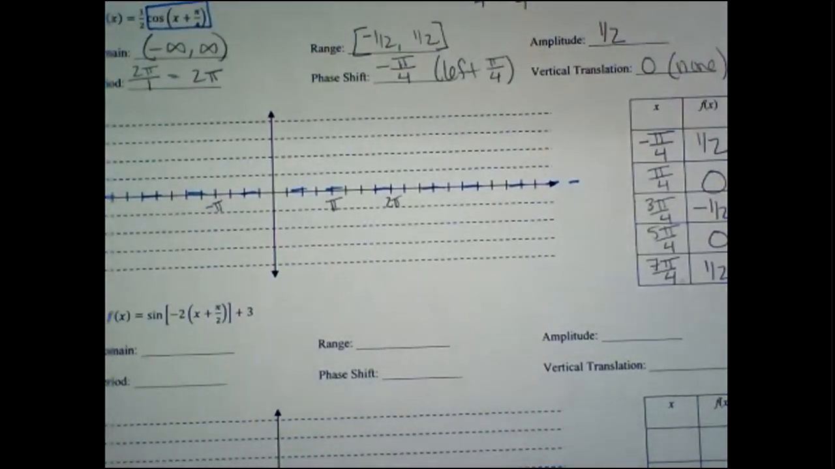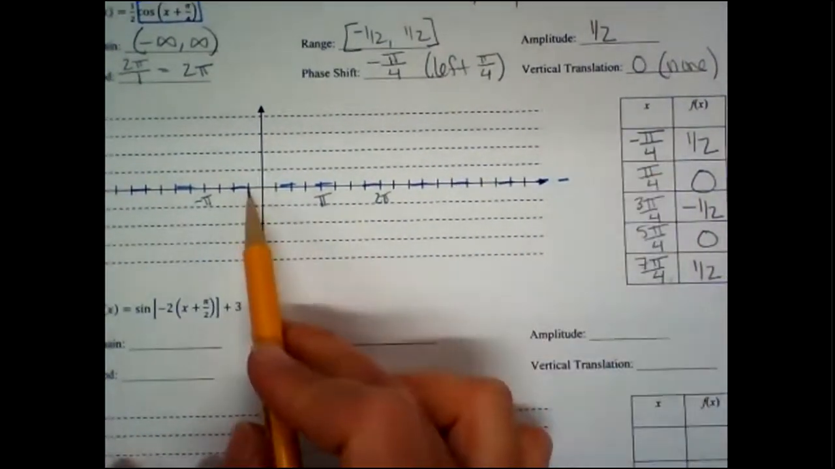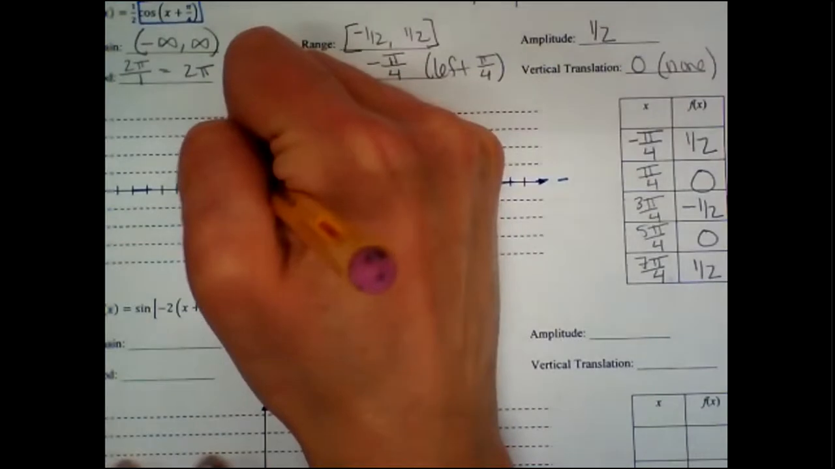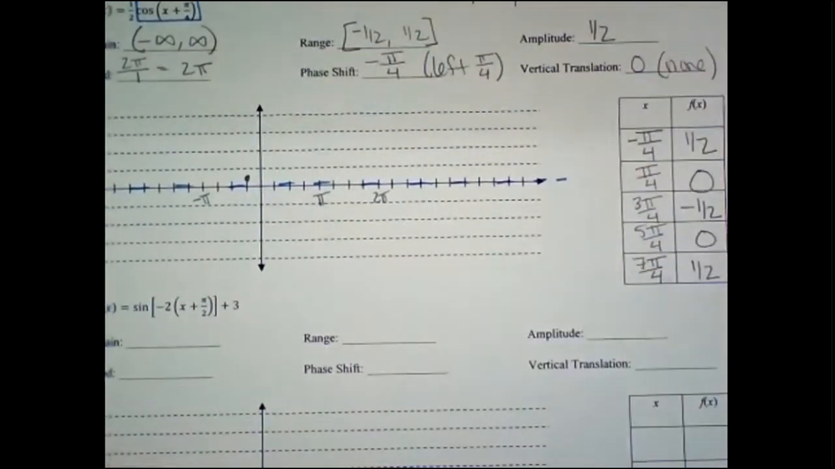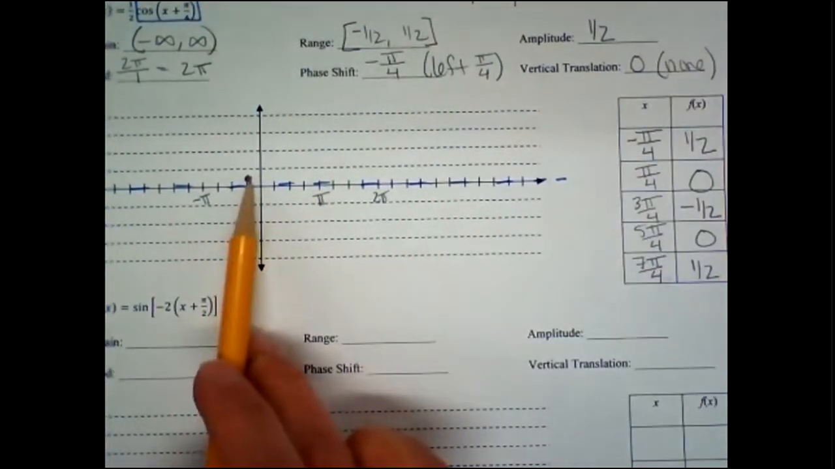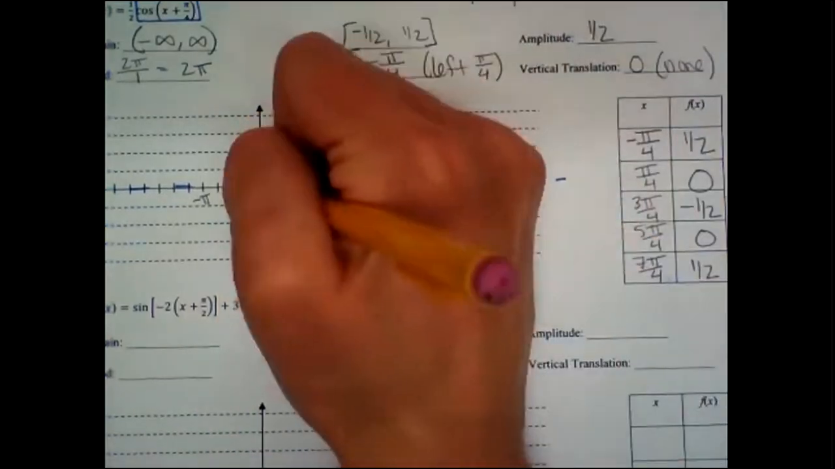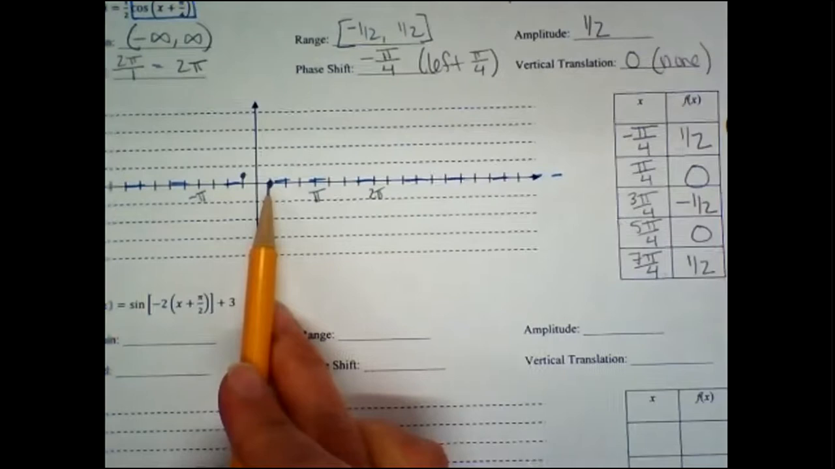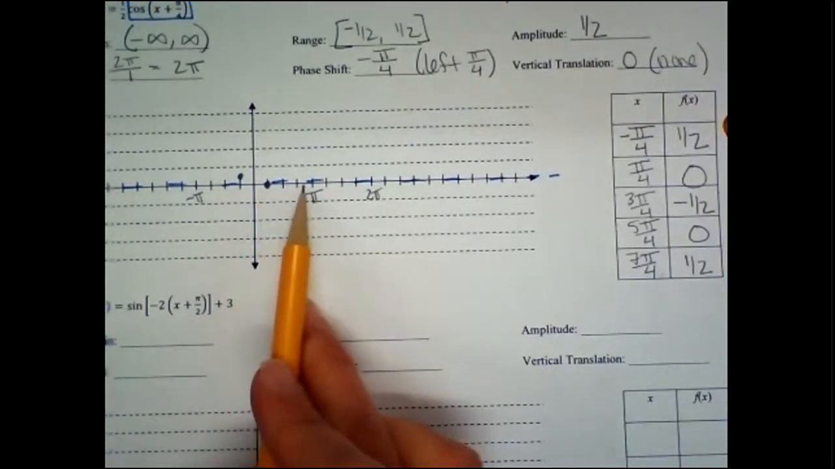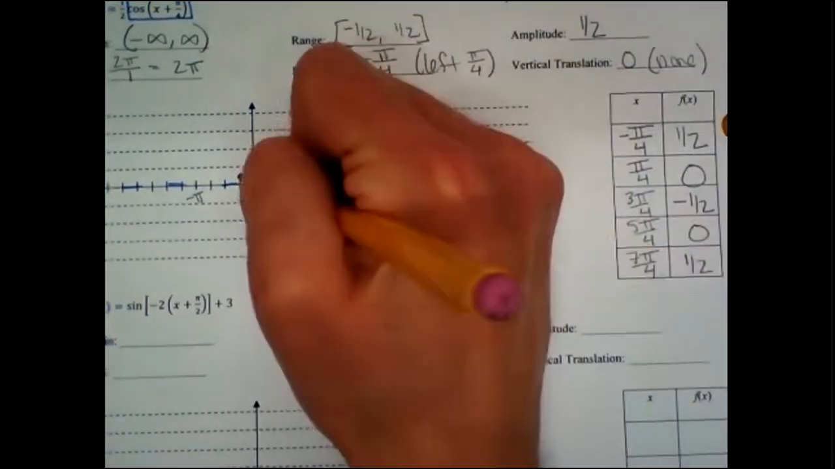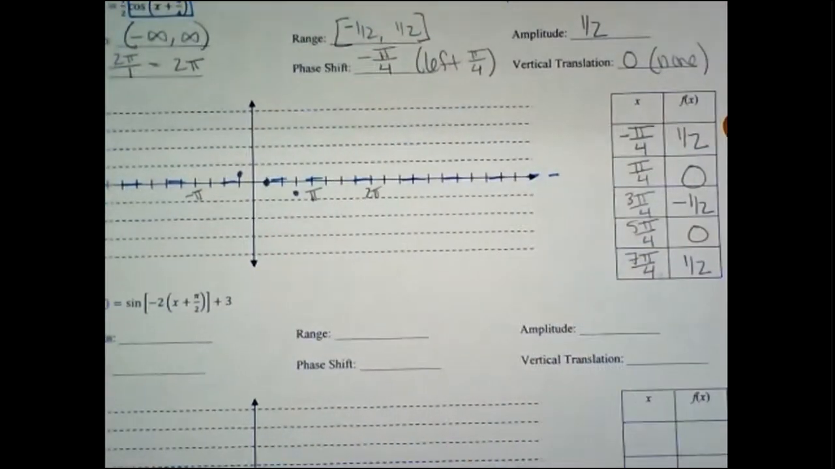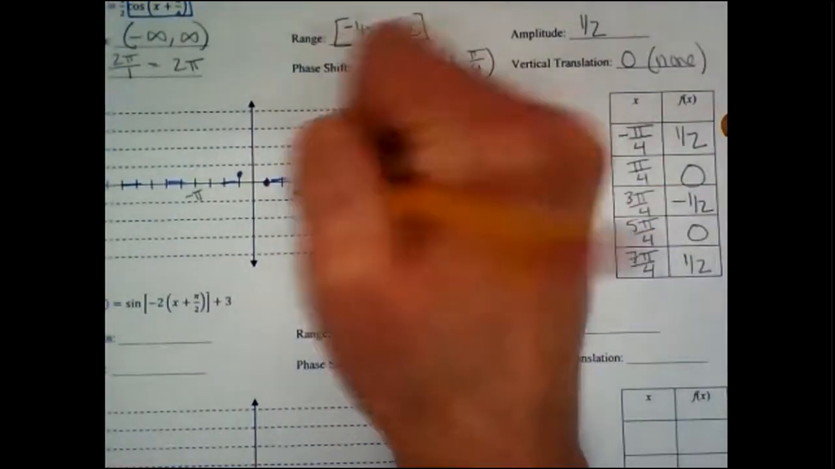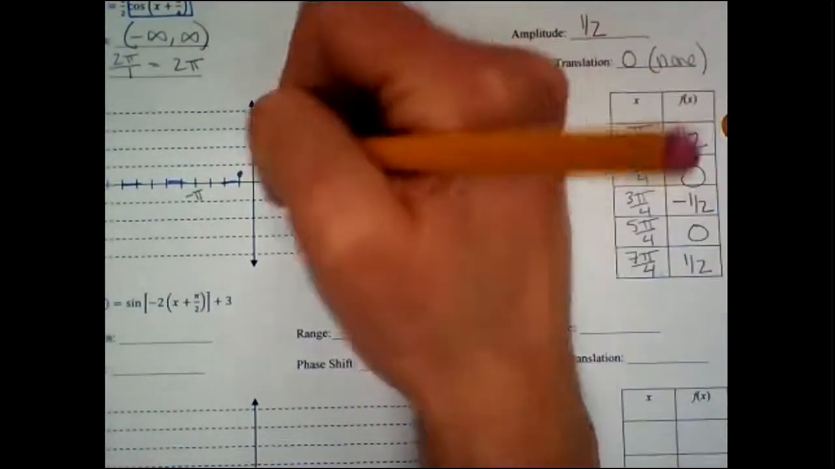Now this one's going to be really low, like if we scrunched it by a half. It's a vertical shrink by a half. So negative pi over 4, a half, that's going to be right there. And then pi over 4, 0, that's going to be right here. And then 3 pi over 4, negative a half. And then back to 0, and then back to positive a half.